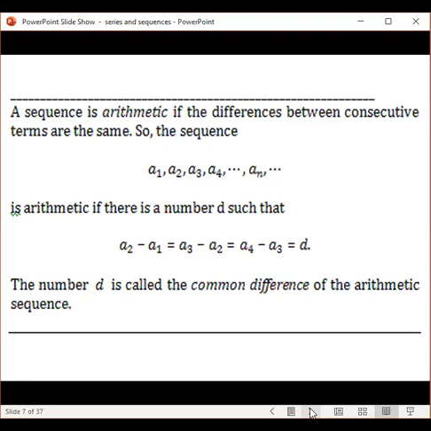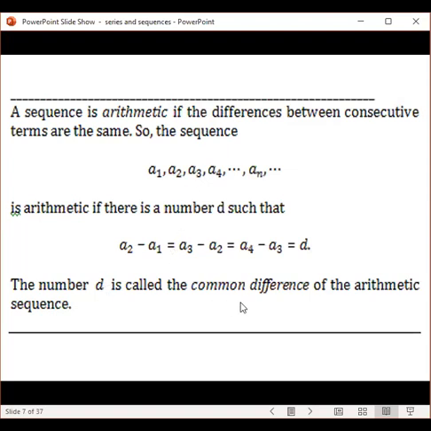First, let's define what is an arithmetic sequence. A sequence is arithmetic if the differences between consecutive terms are the same. For difference, we have to subtract the previous term from the term. So we have here a sub 1, a sub 2, a sub 3, a sub 4, up to a sub n. So this is arithmetic. We can get a common difference d if we simply subtract a sub 2 minus a sub 1, or a sub 3 minus a sub 2, or a sub 4 minus a sub 3. You can get the common difference d.